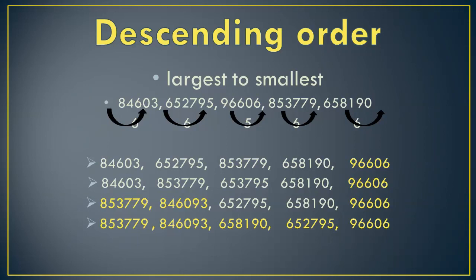Now we compare 846093 and 853779. Which one is greater? 853779 is greater than 846093. So 853779 comes in the beginning. So this is how I write it.